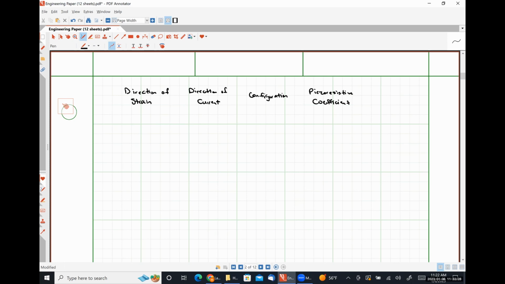All right. So if our strain is in the 100 family and our current, sorry, is in the 100. So effectively, if our strain and our current are parallel to each other, we have a longitudinal configuration. And our piezo-resistive coefficient is simply pi11.